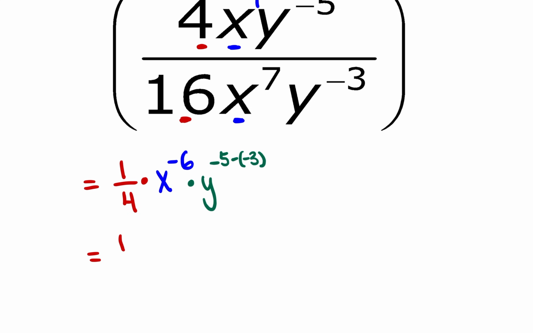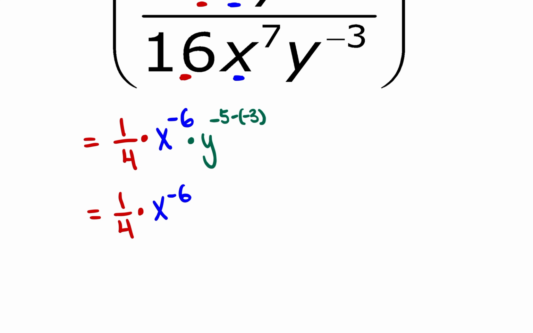We have equals 1 over 4, that does not change, times x to the negative 6, don't worry, we will change that in just a little bit, times y to the negative 5 plus 3, and that's going to give us what? Y to the negative 2. So let me just erase that real quick. Y to the negative 2. Okay, and now for the negative exponents, since we can't have them, we have to rewrite them. So this is going to give us the following.